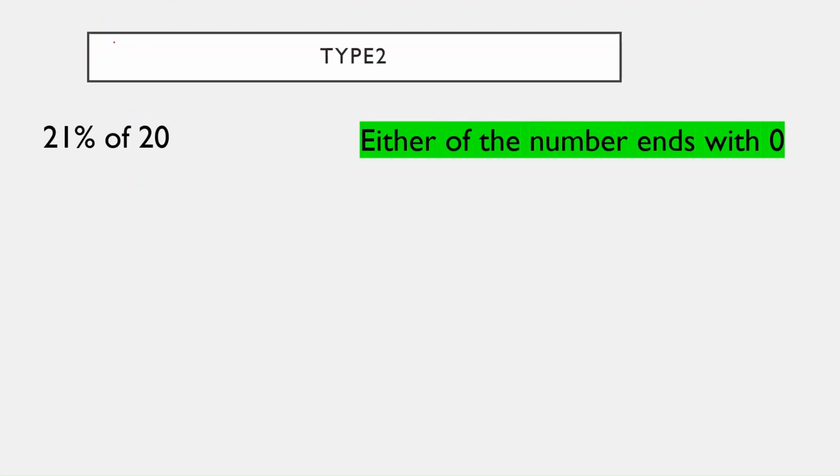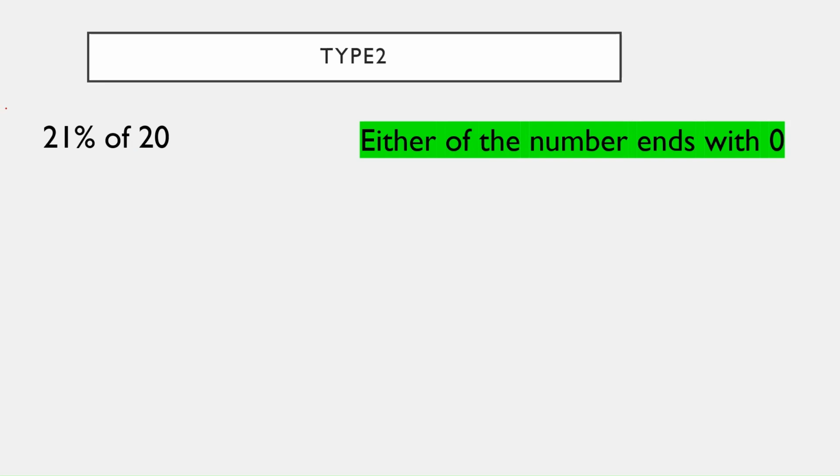Now let us move on to the type 2 problems. Here either of the numbers ends with 0, either this part or that part. In such a case, normally we can also do it, that is 25% of 100, 21 by 100 into 20. That one we have seen already.